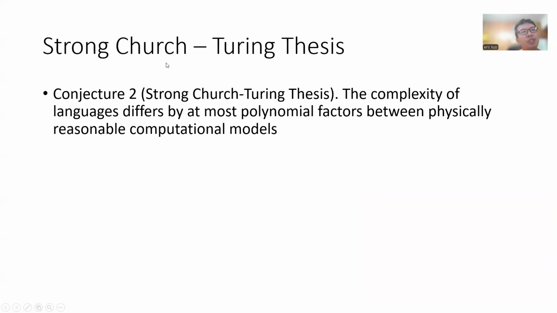The strong Church-Turing thesis says that not only that, the complexity of languages differs by at most a polynomial factor between physically reasonable computational models. What this means is that the complexity class P is solid. It's robust, even though you change the computational model. This is a very deep conjecture because you ask about the universe, right? You cannot prove it, but there's a challenge: what about quantum computing?